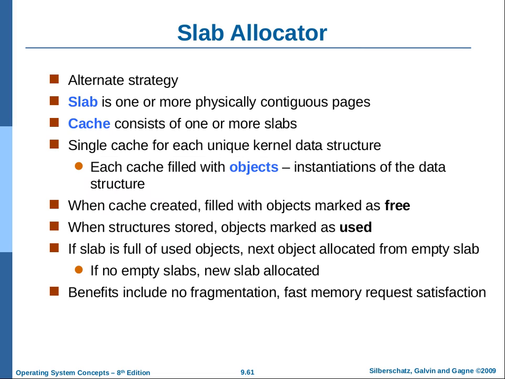Nowadays, we use something called the slab allocator, an alternate strategy. A slab is one or more physically contiguous pages. So we're getting pages back into this. A cache consists of one or more slabs. There is a single cache for each unique kernel data structure. So there's going to be a slab for each data structure. So you can tell the memory system that your data structure is this size, and it's going to have a cache of X number of those kernel objects. When a cache is created, the objects are marked as free.